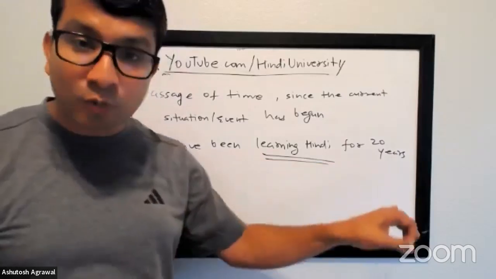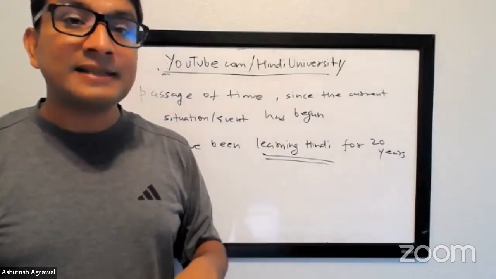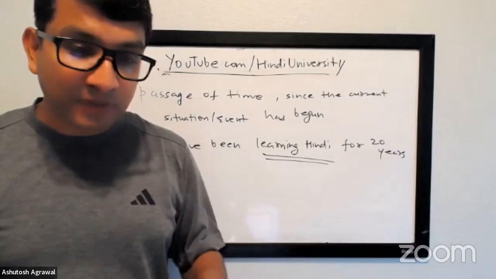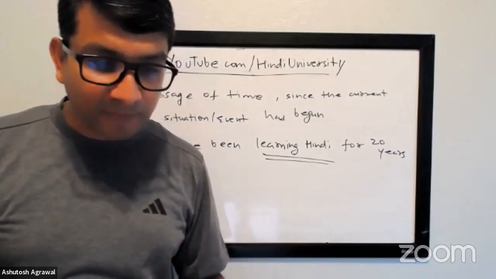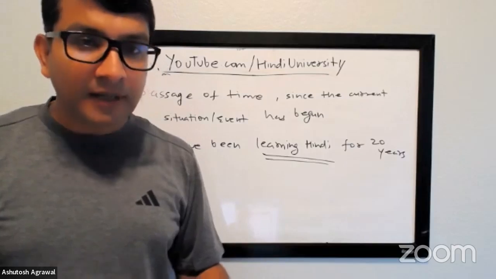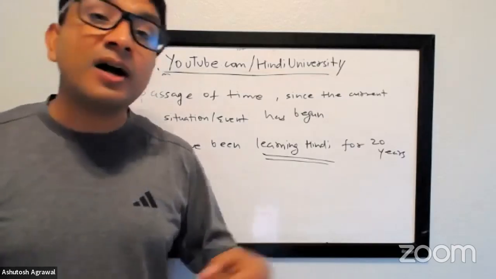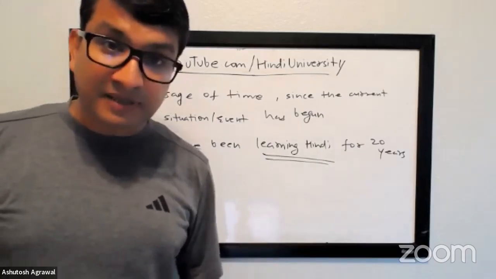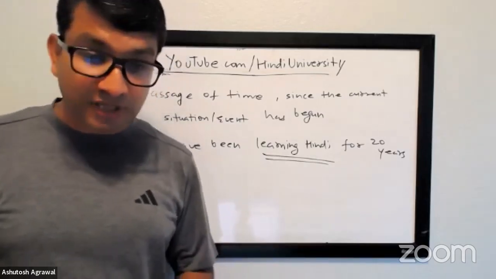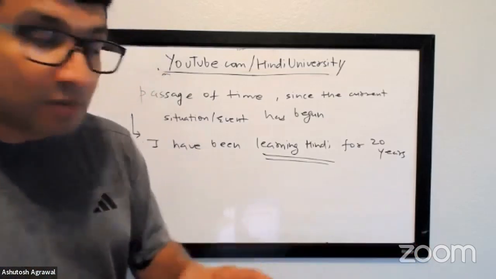हिंदी सीखते हुए, यहाँ रहते हुए, इंतजार करते हुए, ट्रेन का इंतजार करते हुए 10 घंटे हो गए हैं. So इंतजार करते हुए, योगा करते करते, और किताब पढ़ते पढ़ते, और सोचते सोचते, a passage of time has passed. So we'll break it down.